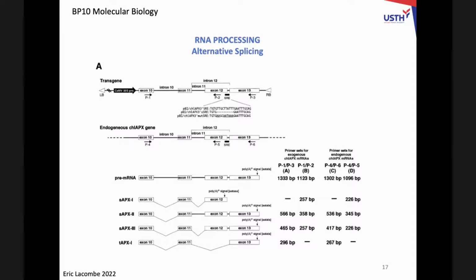Yes. This also happens in humans, right? Yes, not only in humans. It happens in all eukaryotes. In Saccharomyces, it hasn't been reported as far as I know, but in the Saccharomyces gene structure there are very, very few introns.